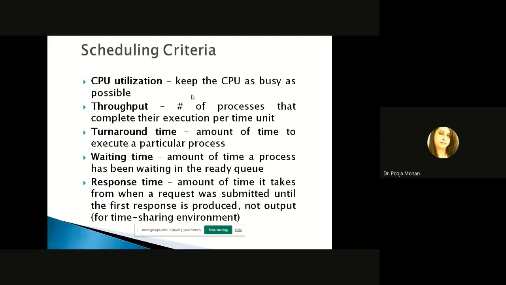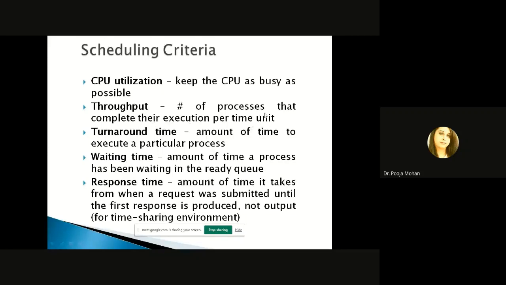And next, what is the goal of scheduling? What is the goal of an algorithm? We want to keep the CPU as busy as possible so that its utilization will be maximum. And what is the next criteria? Throughput. What is throughput? It means the number of processes that the system can execute in a given period of time. So you have to see how many processes complete their execution.